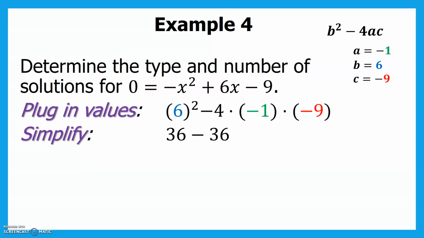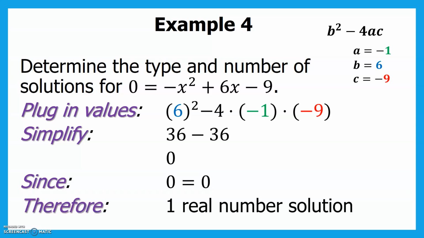So I get 36 minus 36, which is just 0. So since 0 equals 0, I get 1 real number solution. That means it crosses the x-axis in only one place. Its vertex is sitting on the x-axis.